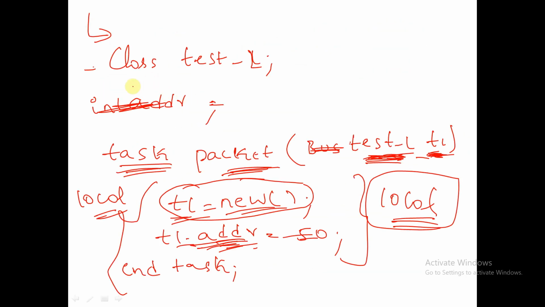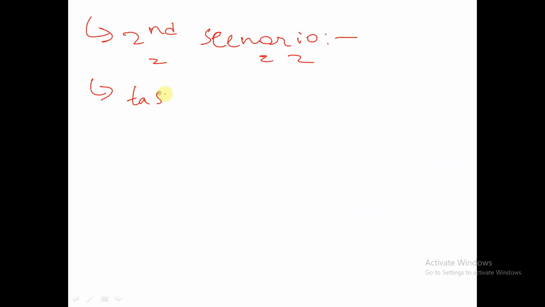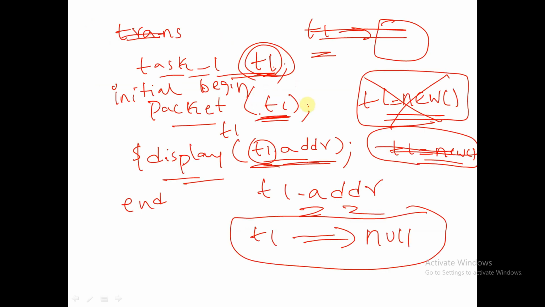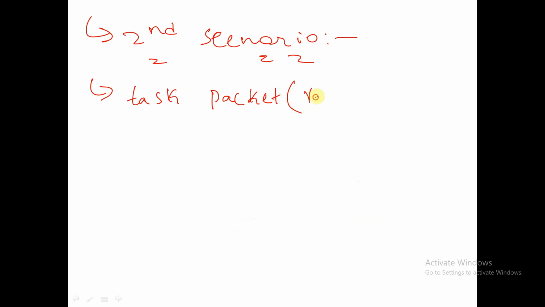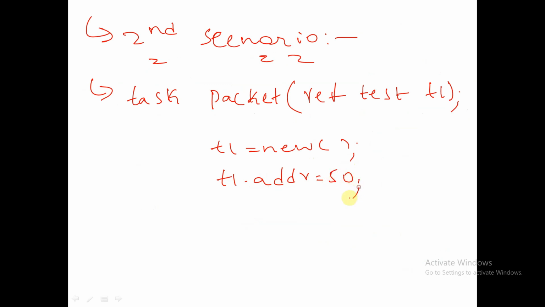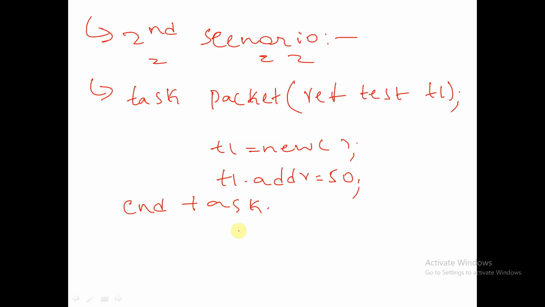Now let's take the second scenario. So this was the first scenario, and let's take the second scenario. So I'm not writing all this. This will be the same class test_two. What modification I'm doing is inside the task, what is that task name? Packet. So I'm making this modification.